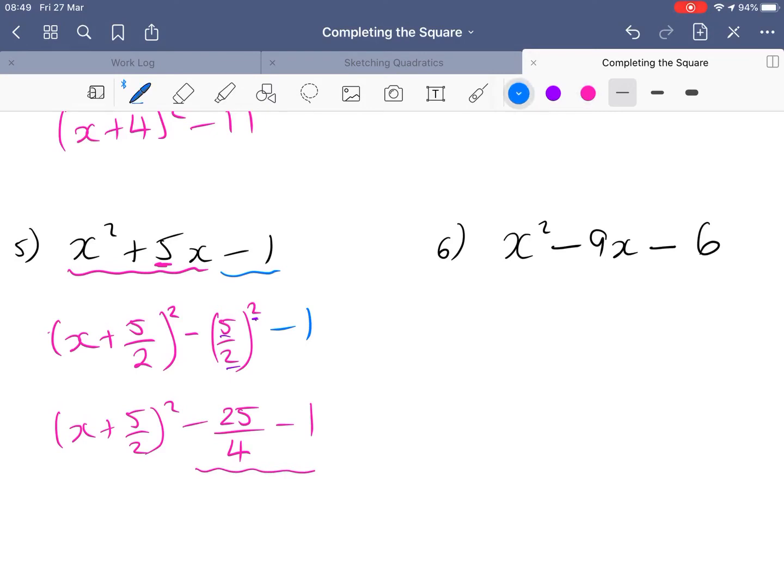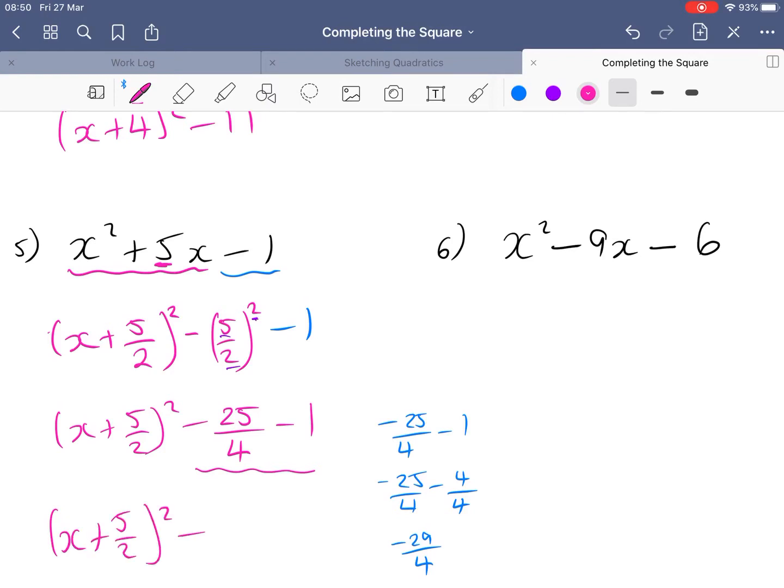And let's think about that. So minus 25 over 4 take away 1 is the same as minus 25 over 4 take away 4 over 4, because 4 quarters is the same as a whole. So that becomes minus 29 over 4. So what am I left with? My (x + 5/2) squared minus 29 over 4.